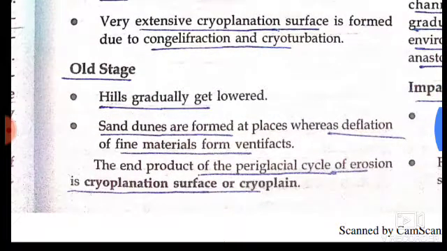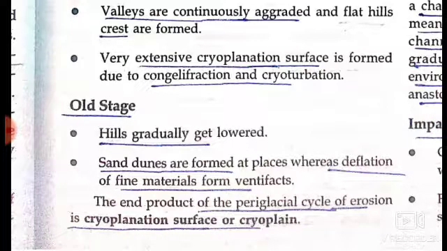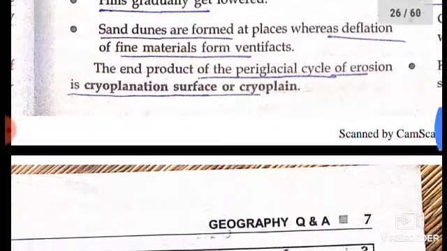Old stage. Hills gradually get lowered. Sand dunes are formed at places where deflation of fine materials occurs. The end product of the periglacial cycle of erosion is the cryoplanation surface or cryoplain.